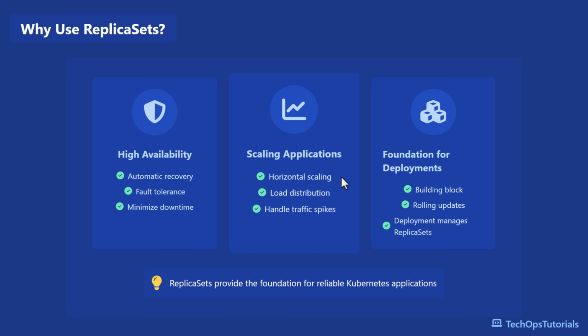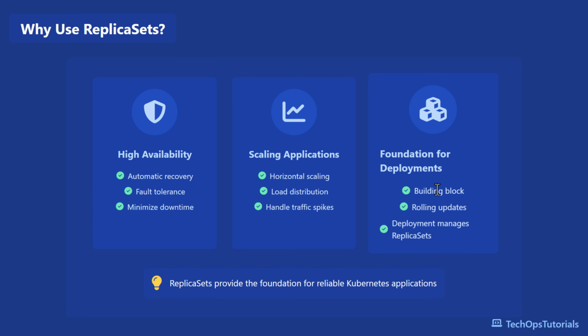Next is scaling application. With ReplicaSet, scaling is easy. You can scale your application horizontally, meaning you can add more instances to handle traffic spikes. Plus, it helps with load distribution across instances to ensure smooth performance during heavy usage.